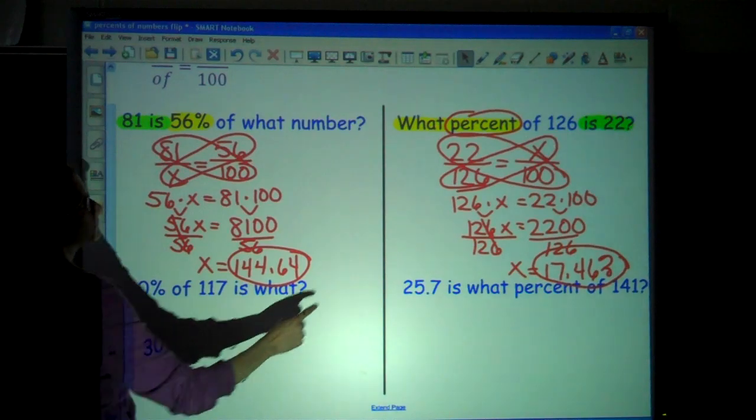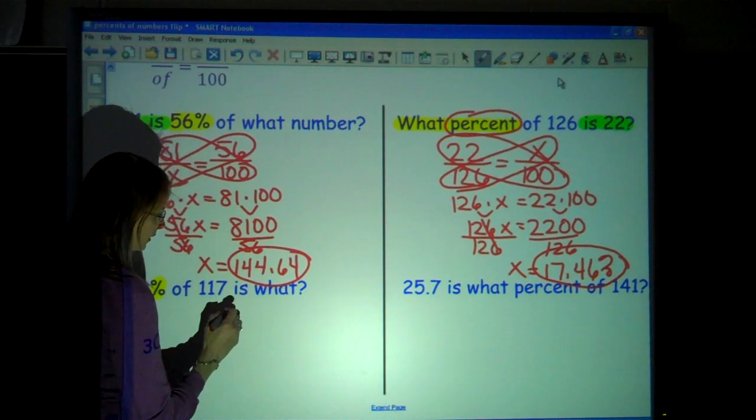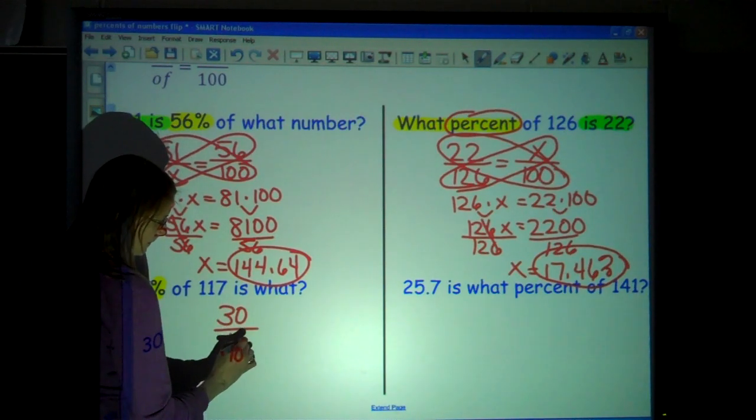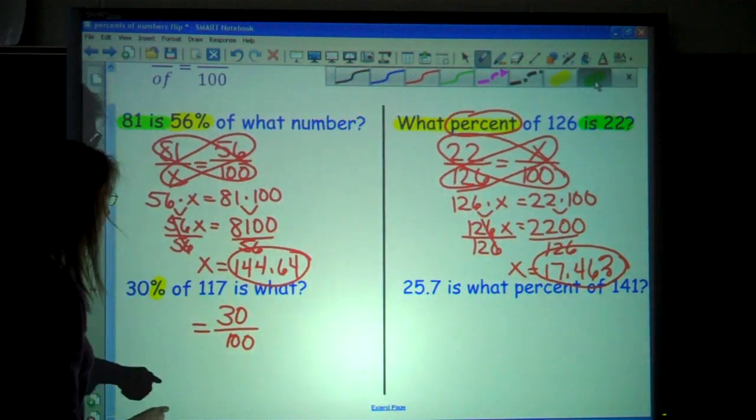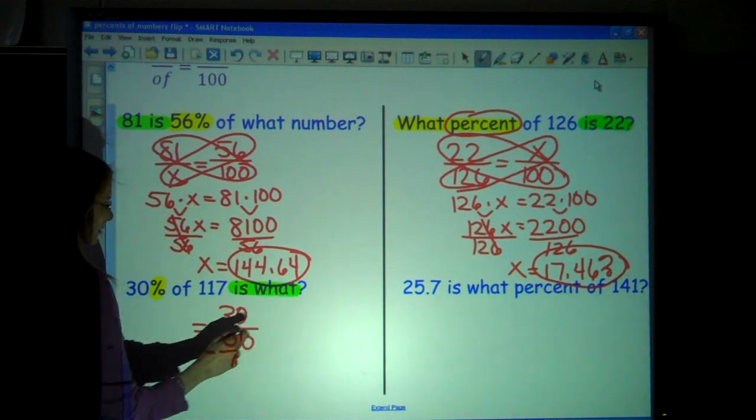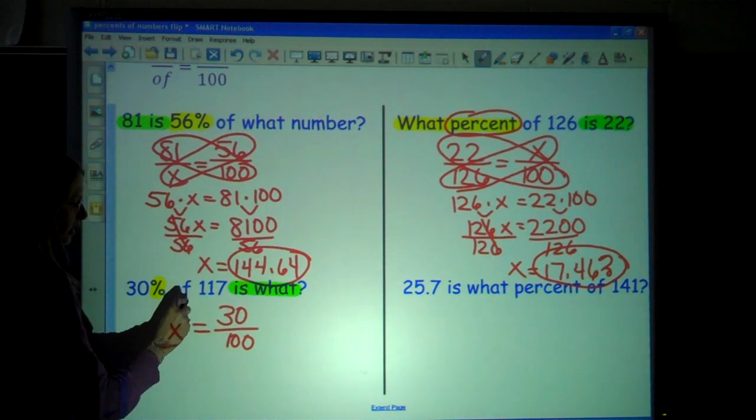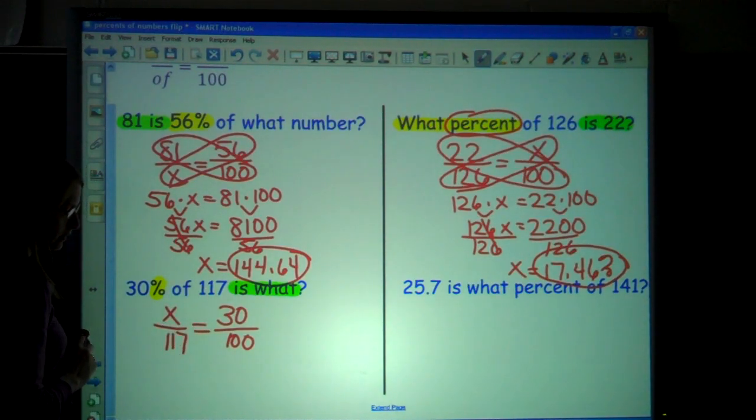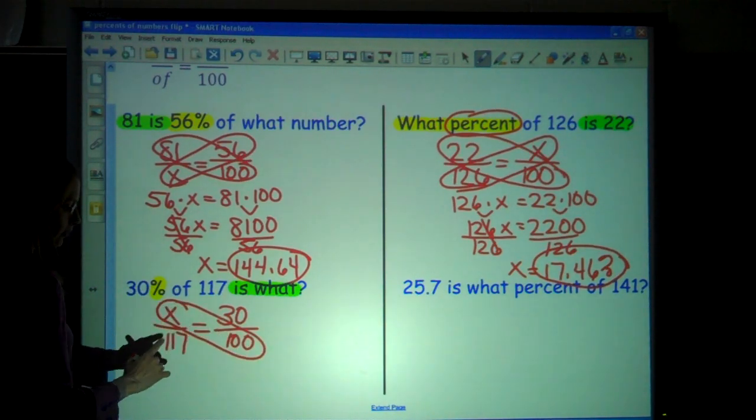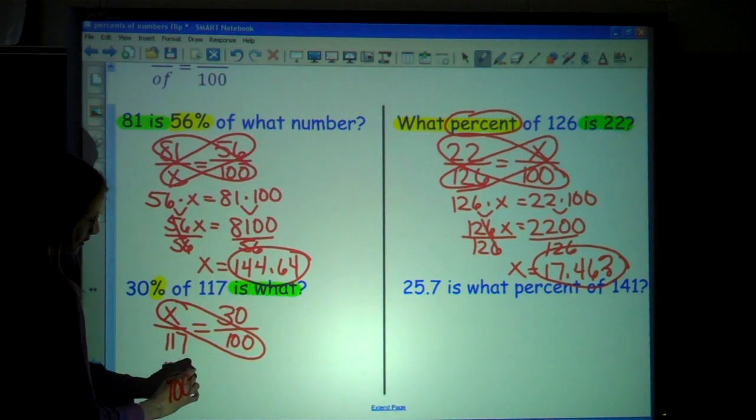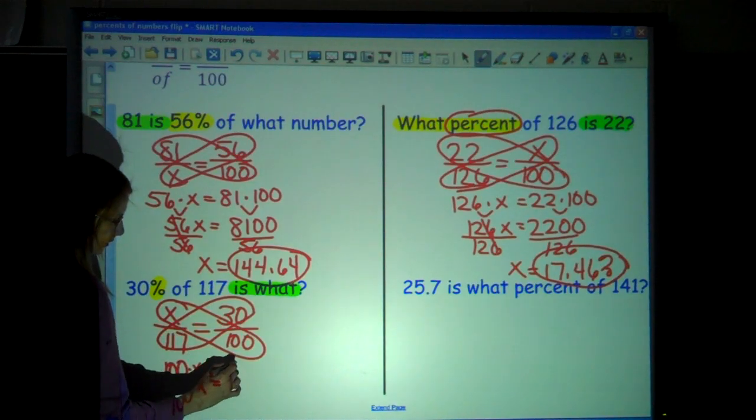My third one, find that percent first. 30%, so I write that 30 over 100. My is over my of, so let me find my is. Oh, it says is what? There's my of. So now I got to put an X because I don't know my is. Of 117. And this time I'm going to do my extreme times my extreme first because I like to have my variable first. But you don't have to. You can do it the other way and you will get the same answer. And then my means times my means.